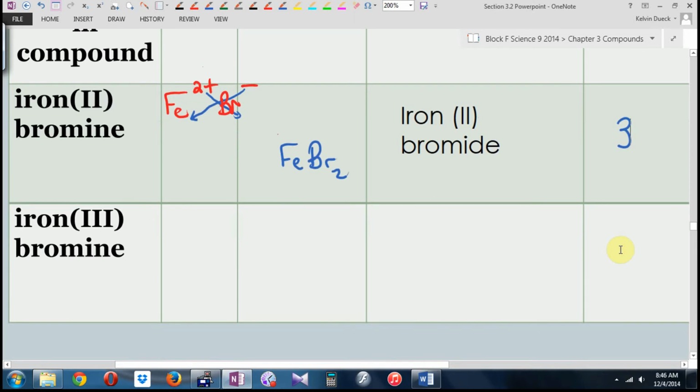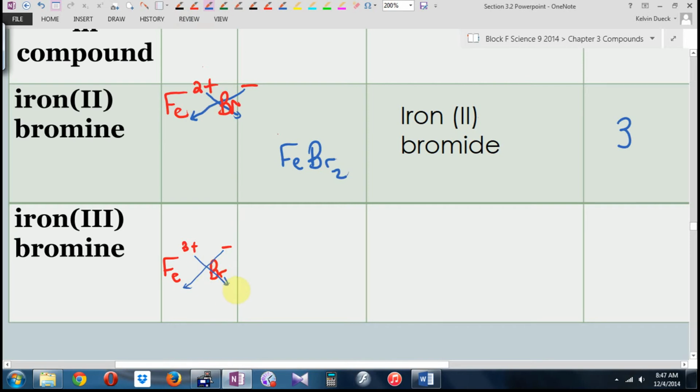Now, it turns out not only can iron have a charge of 2 plus, but according to my periodic table, iron can have a charge of 3 plus. So now they want me to combine iron 3 and bromine. Okay, so if I do the crisscross rule, I would say this time they want me to go iron with a 3 plus. Now the nice thing for the nonmetals, you'll notice none of the nonmetals are multivalent. So what was the charge on bromine? Still minus 1, to figure out how many of each that I need.